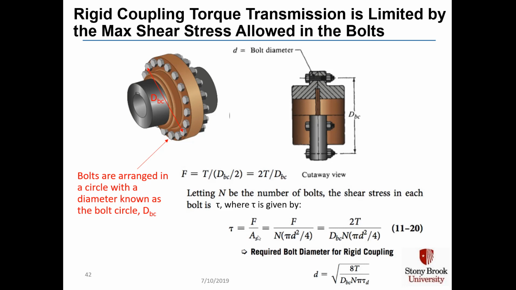which is then twice the torque over the bolt circle diameter times n times pi small d squared over 4. And more importantly, we calculate for small d in this equation, and we find that small d is the square root of 8 times the torque divided by the bolt circle times n times pi times shear stress tau sub d, where the shear stress is the design shear stress in the bolt. And based on this equation, we know that if we have a certain amount of torque we want to transmit and a certain number of bolts in the bolt circle, we need to make the bolts a certain diameter, small d, in order to make that happen.